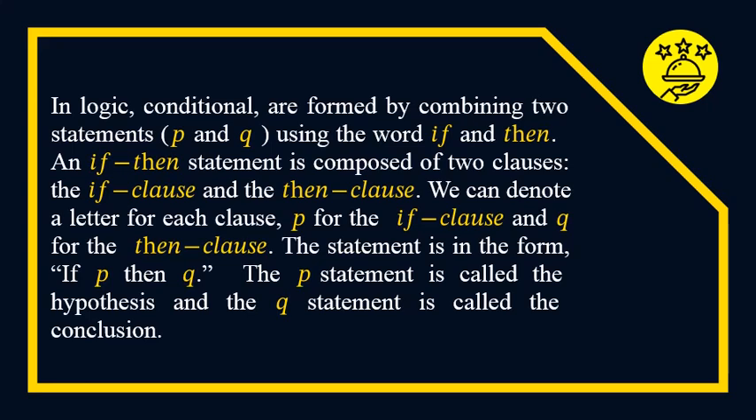In logic, conditionals are formed by combining two statements, P and Q, using the words if and then. An if-then statement is composed of two clauses, the if clause and the then clause. We can denote a letter for each clause, P for the if clause and Q for the then clause. The statement is in the form if P then Q. The P statement is called the hypothesis and the Q statement is called the conclusion.